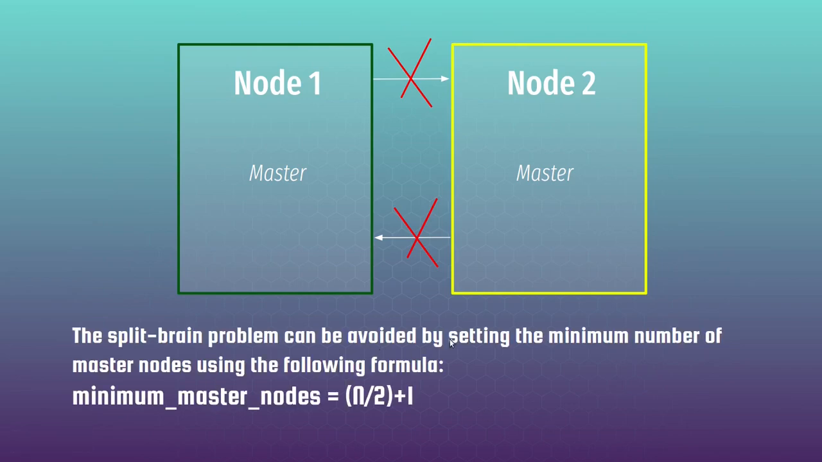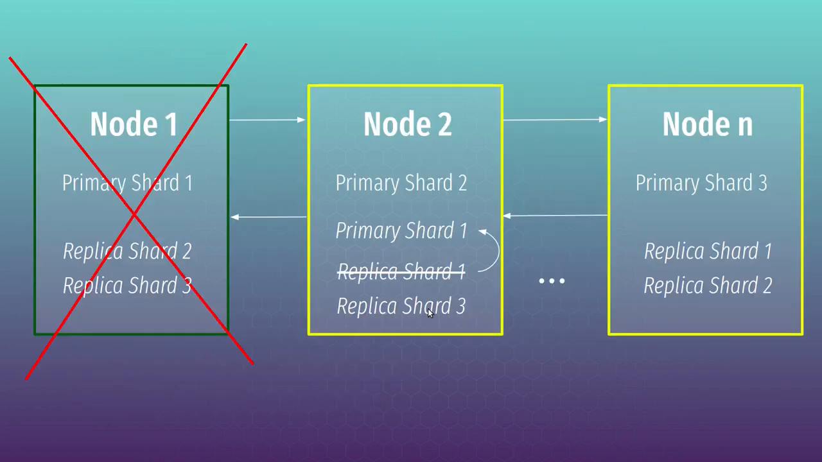The split brain problem can be avoided by setting the minimum number of master nodes using the following formula. Minimum master nodes equals n divided by 2 plus 1, where n is the number of master eligible nodes. What does it mean in practice? In case of a 3-node cluster, you have to configure all 3 nodes as master eligible, so every node can become a master. In such a case, the cluster will be resilient to the loss of any single node.